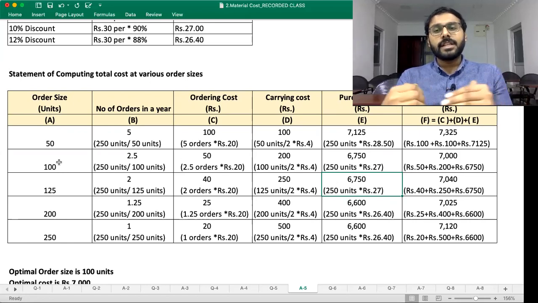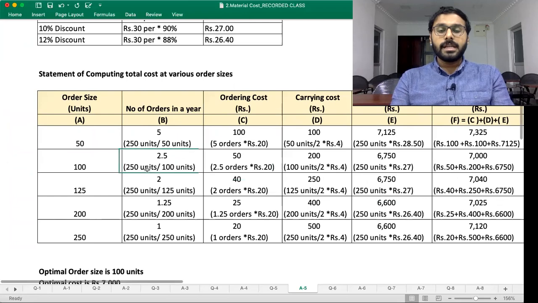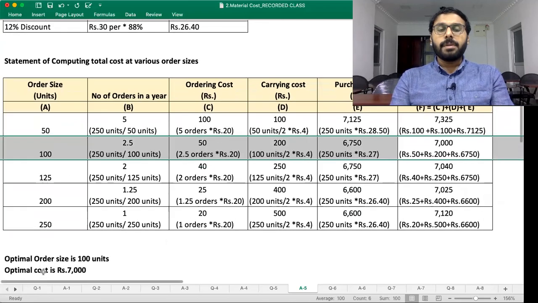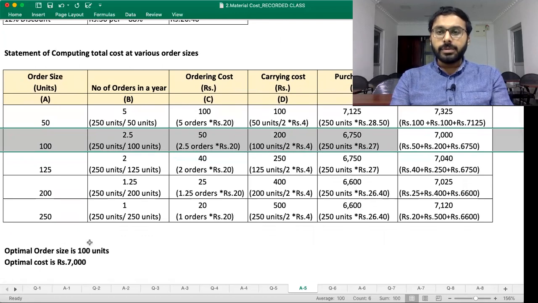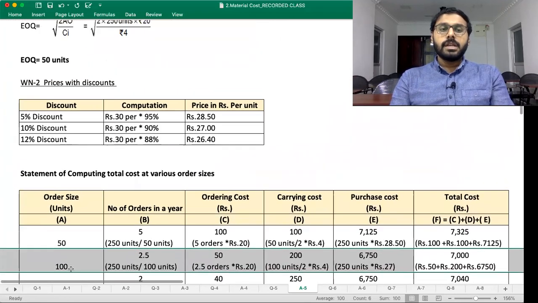Okay, for each and every discount level, I have found out the total cost, and I have arrived at the minimal cost. How did I arrive at the minimal cost? It is the minimal cost which is happening. Okay, so the optimal order size is going to be 100 units, and the optimal cost for inventory is going to be 7,000 rupees. So this is all you have to understand from this question.